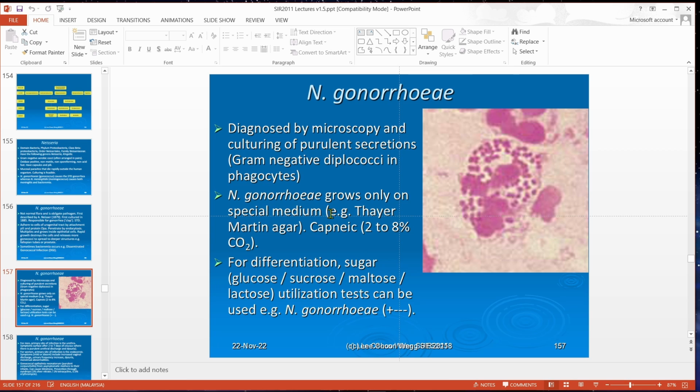Neisseria gonorrhoeae grows only on special medium, for example Thayer-Martin agar, and requires a capnophilic environment of 2 to 8% CO2. For differentiation, the following sugar utilization tests can be used, and Neisseria gonorrhoeae will produce this profile.